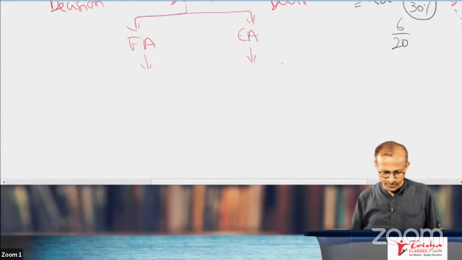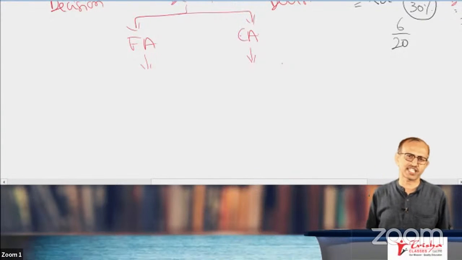Tell me, investment in fixed assets, it's an outflow. Is it revenue expenditure or capital expenditure?